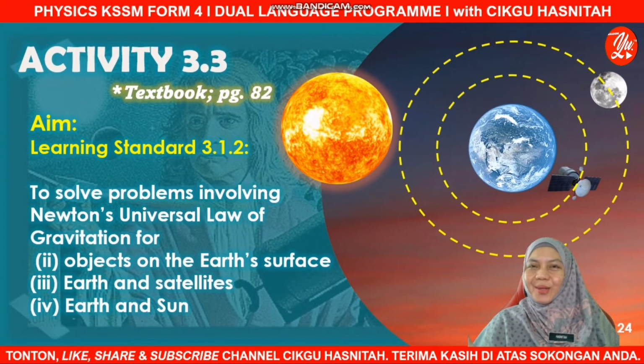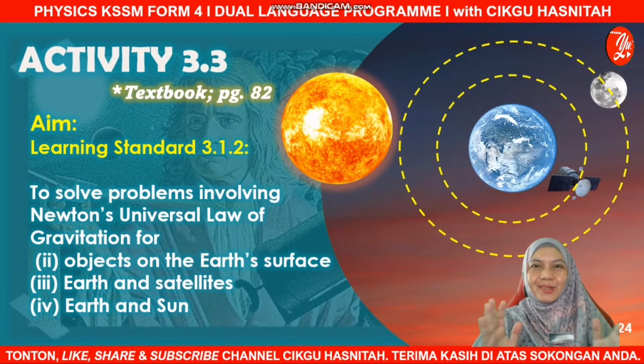Okay, students, so we have done with the first activity on solving a problem involving Newton's universal law of gravitation for two static objects on the Earth. And now let's continue for the next three objects: Earth and satellite, Earth and the Sun.